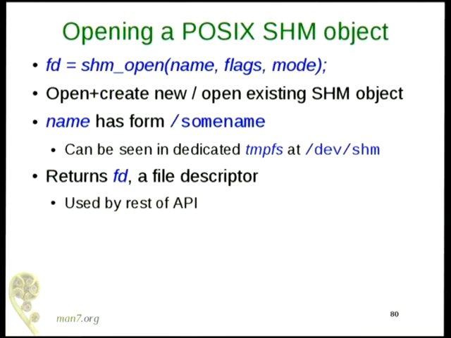So, opening a shared memory object, you say shared memory open, the name of the object, flags that control the open, and the permissions that are going to be placed on the object. That will open an existing object, or open and create a new object. The name looks just like the POSIX semaphores: you say slash some name. You can see that name in a dedicated temp file system at /dev/shm. You get back a file descriptor that you use in the rest of the API.